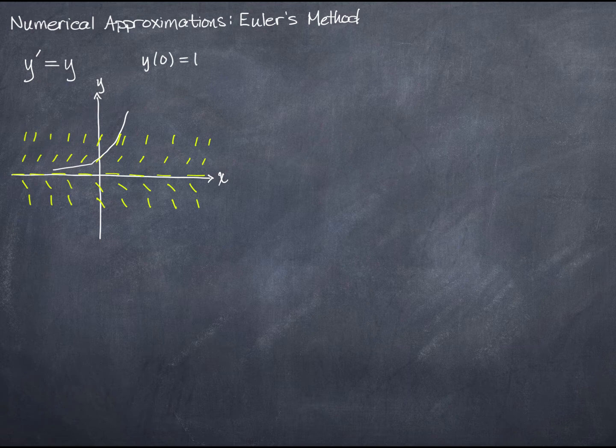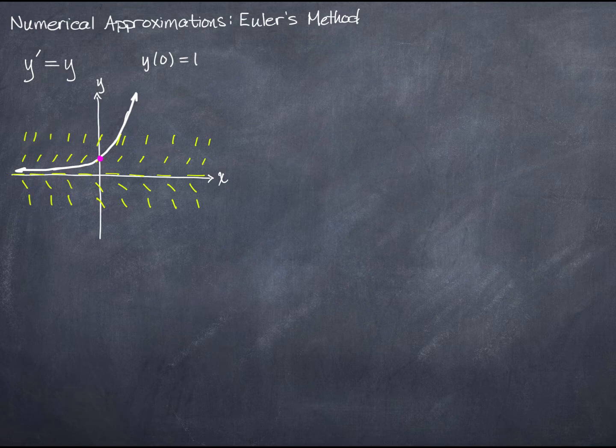Let's go with pink this time. This is my initial condition. When x is 0, y is 1. And that tells me it's not this solution or this solution or this solution, but this particular solution, because it goes through that point and not some other point. This is the particular solution that I'm looking for.